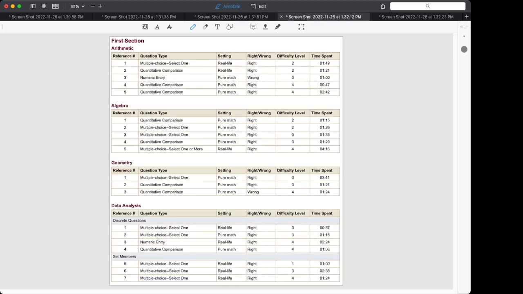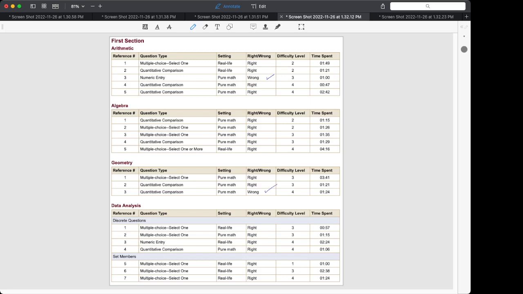So quant, we have the first section here. Looks like I got a numeric entry wrong, those are the ones you type in an answer. And then I got a quant comparison wrong for geometry. I don't remember what the questions were, but it's kind of fun to look at what you got wrong and how much time you spent on the question and the difficulty level.